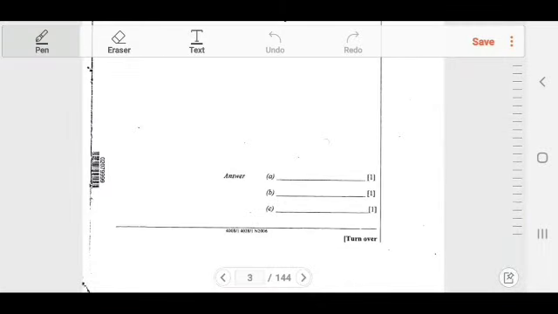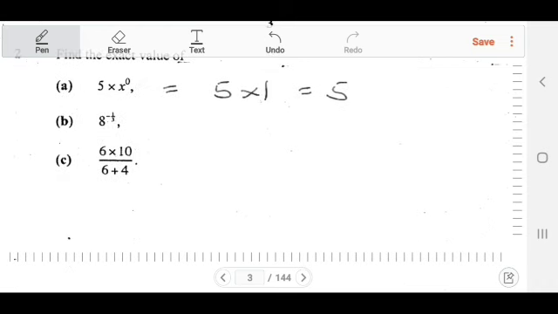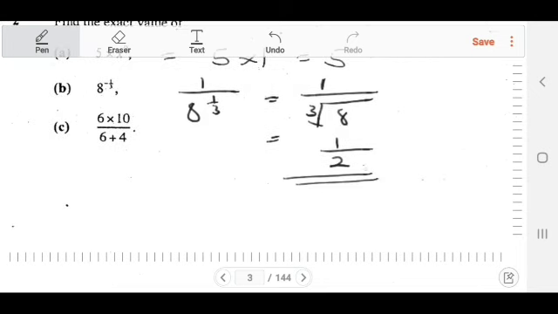Okay, then moving on, we are on number 2. Find the exact value of this one. Okay, we know that any number to the power of 0 is 1. So this one is same as 5 times 1, which gives us 5. Then here, this one is same as 1 over 8 to the power one third, which is same as 1 over cube root of 8, which is 1 over 2. So our answer is half there.